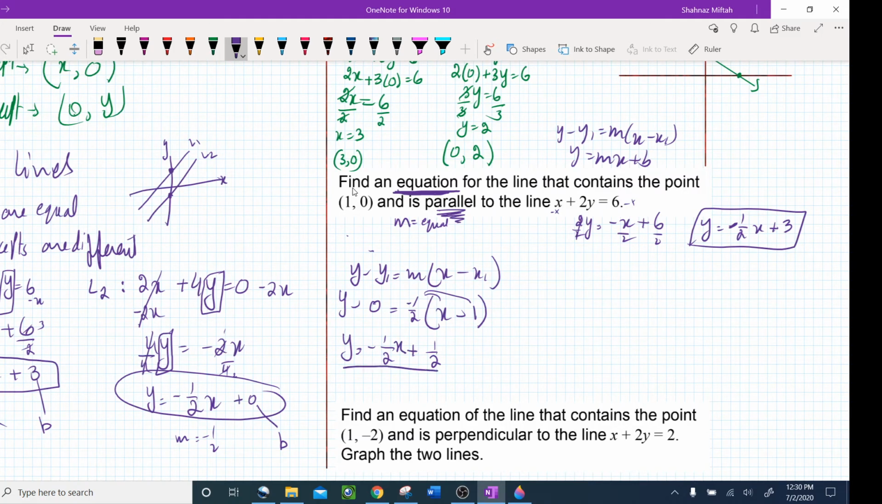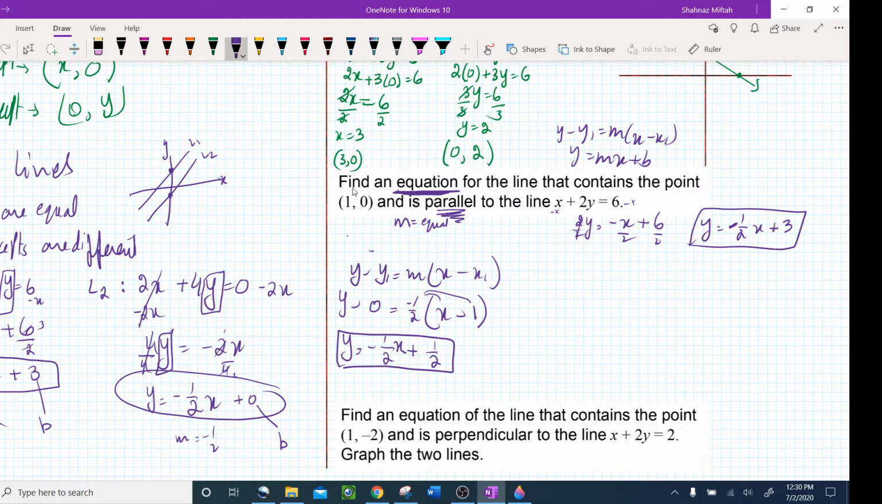So you can check their y-intercepts are completely different and their slopes are exactly the same. The lines are parallel. This is the equation of the line that they want me to find. This one was already given. I just changed it to y equals mx plus b, right?